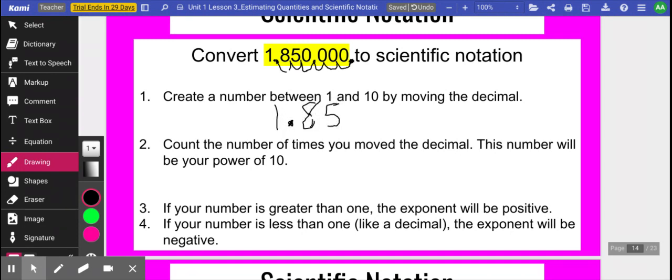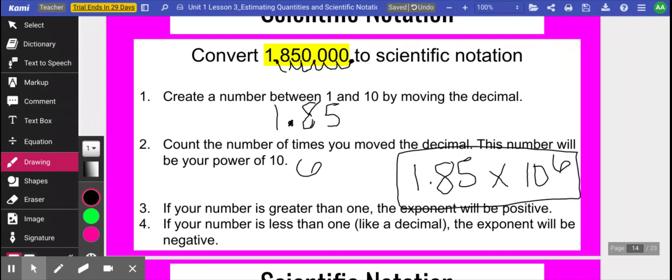Count how many times you move the decimal. I move my decimal 1, 2, 3, 4, 5, 6 places. So if I was to write this in scientific notation, my answer would be 1.85 times 10 to the 6th power in scientific notation.